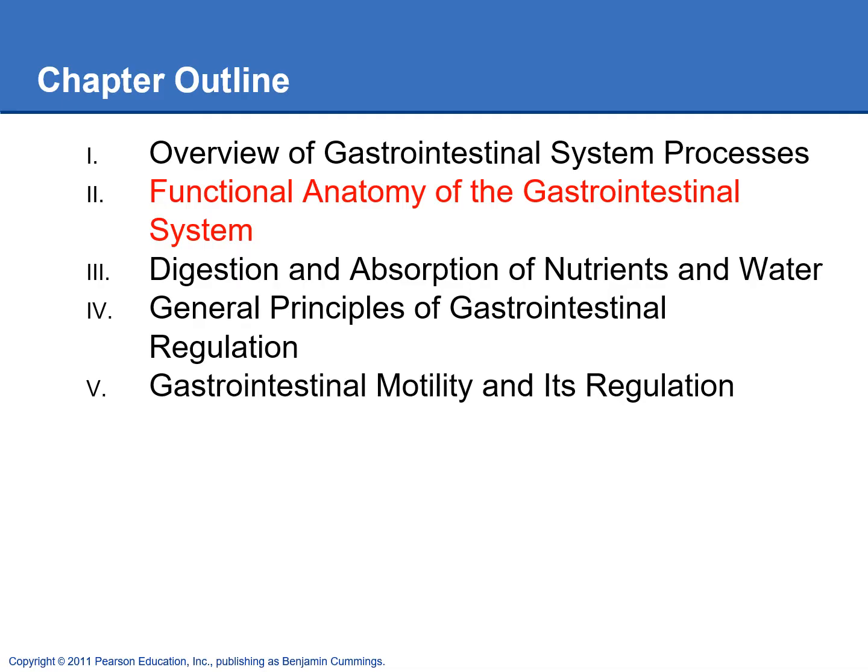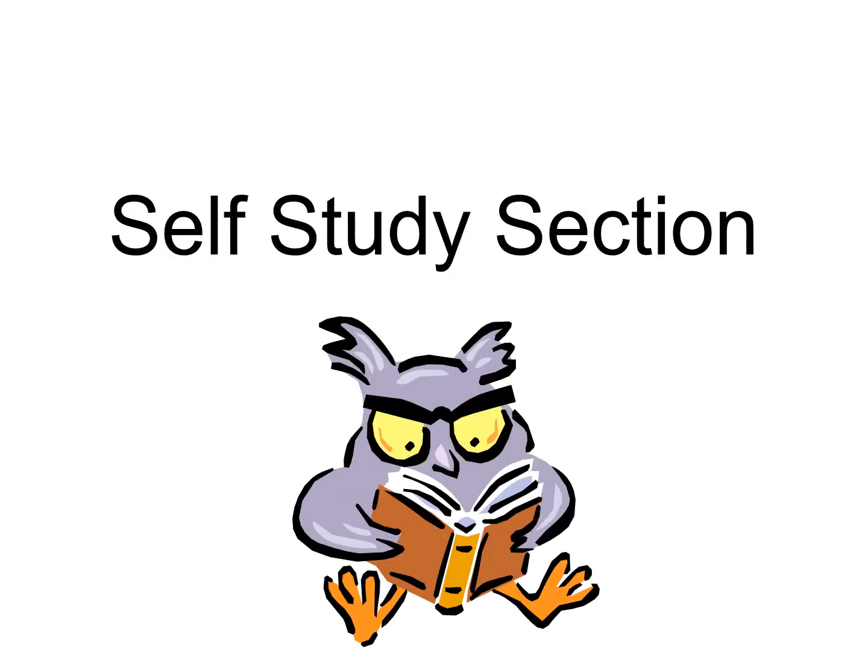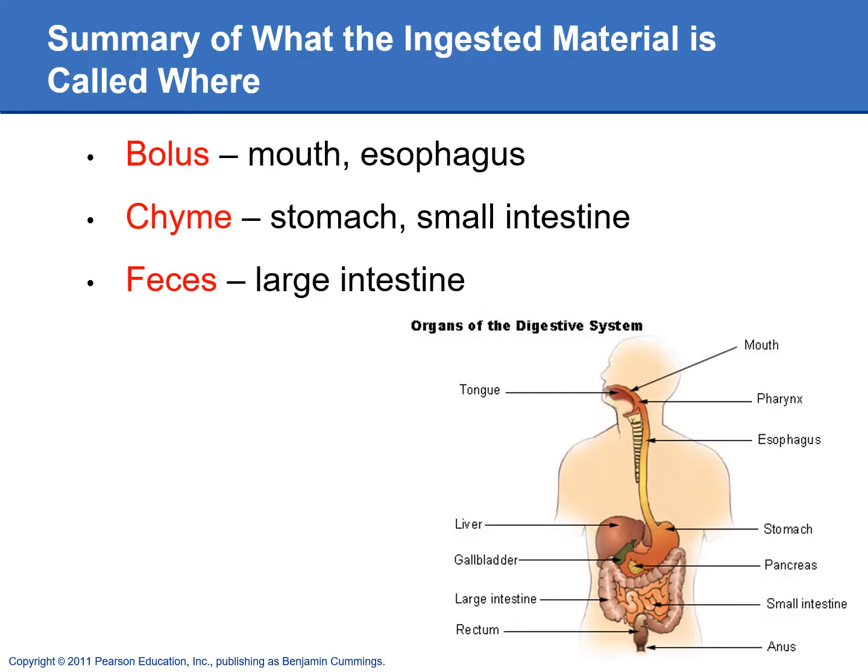We're going to go over the anatomy of the gastrointestinal system. Here's just a summary of what the ingested material is called where, because I think it gets a little bit confusing. So the food that you take in your mouth and esophagus is called the bolus. And then when it reaches the stomach and small intestine, it turns into the chyme. And then in the large intestine, it becomes the feces.